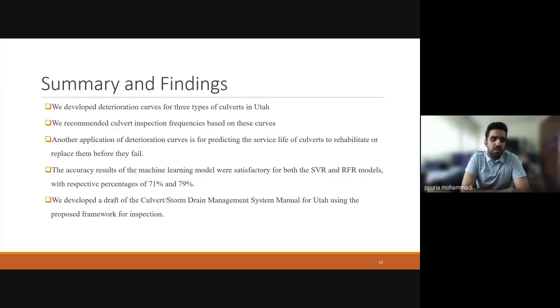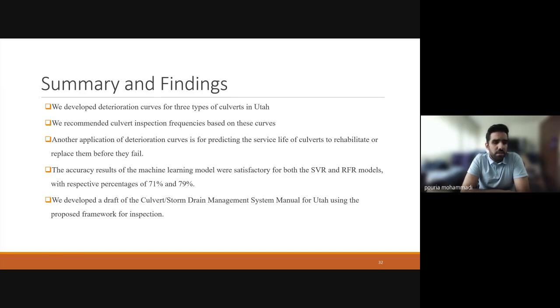Summary and findings of this project. This research aims to assist UDOT in estimating deterioration curves of culverts in Utah and recommending culvert inspection frequency. Based on these curves that we developed, we propose inspection frequency for each type of culvert. Another application of deterioration curves is predicting the service life of culverts to rehabilitate or replace them before they fail.